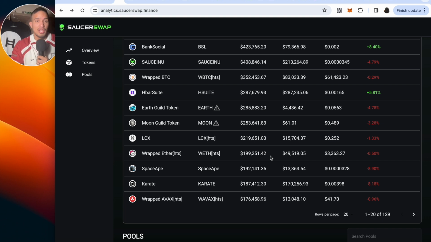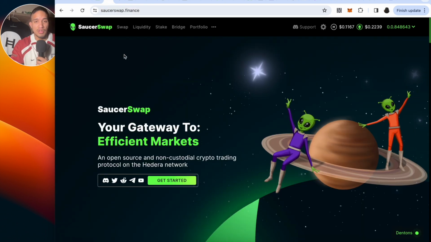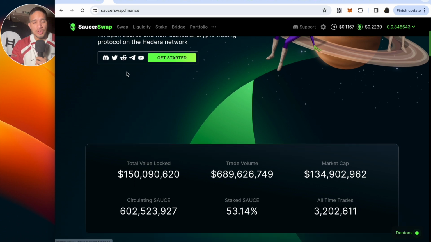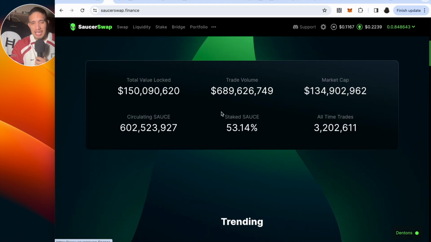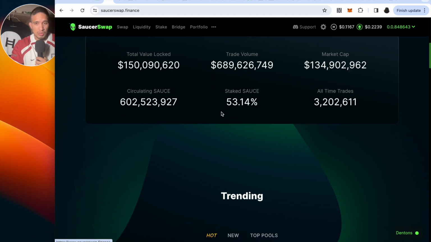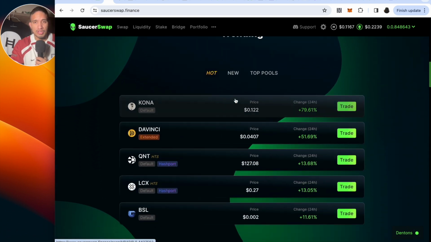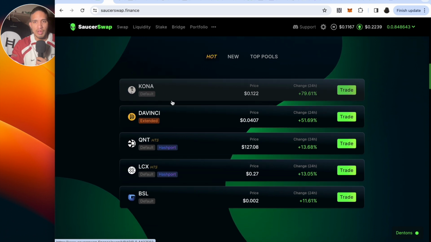Are they trending? So on the front end of SAUCERSWAP, you can see which tokens are trending. Right below the official data of SAUCERSWAP, you're gonna see the trending pools or the trending tokens. So Kona, for example, has rose 79%, and let's say I'm interested in buying Kona.